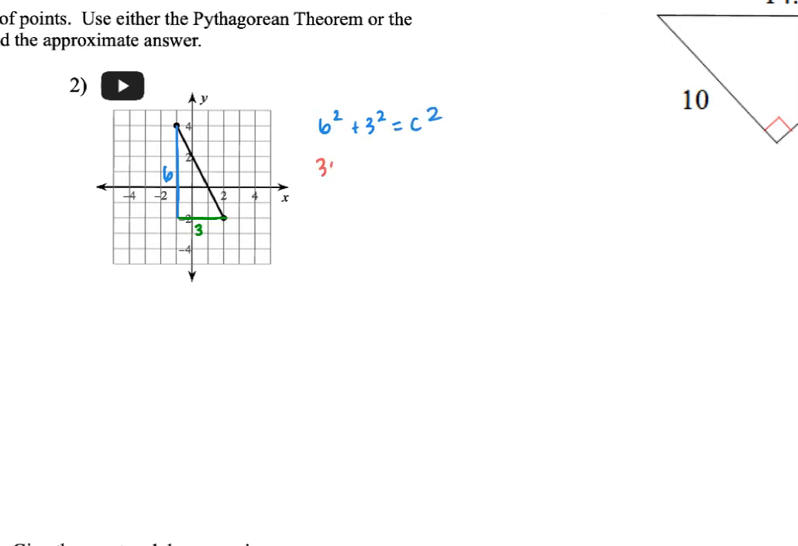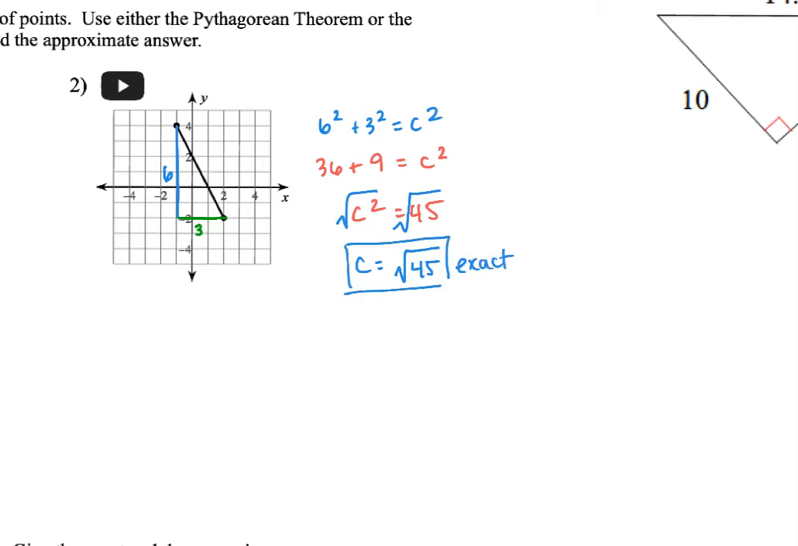So 6 squared is 36. 3 squared is 9. So 36 plus 9 is 45. And then I'm going to take the square root of both sides. So the exact answer is square root of 45. To get the approximate, I'm going to put that in my calculator. And it's 6.709, so 6.71.